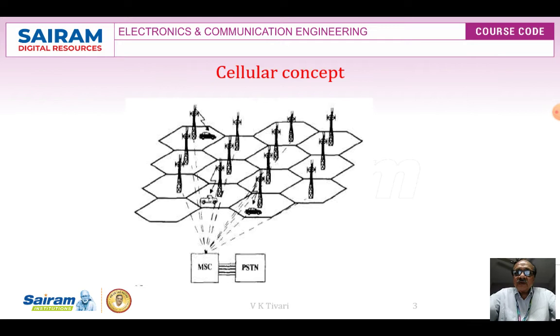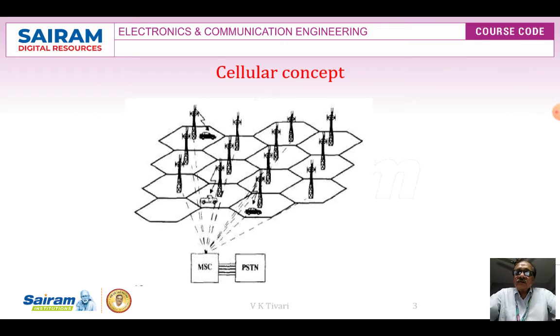So you can see here these are the cells, which are hypothetically assumed to be formed in a hexagonal shape. This is conceptually assumed. Here you see each base station, the tower, and the subscriber sitting in the car, moving from one cell to another cell.